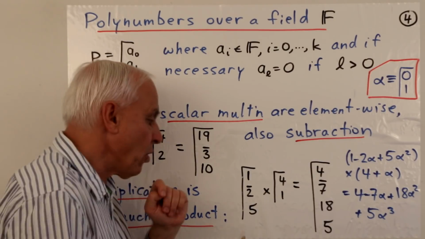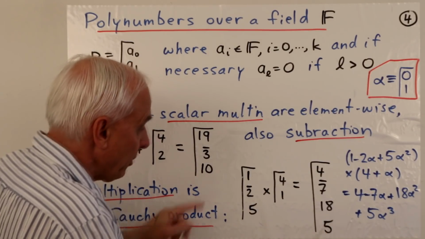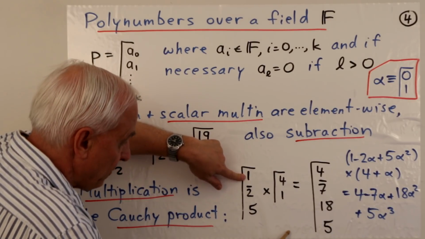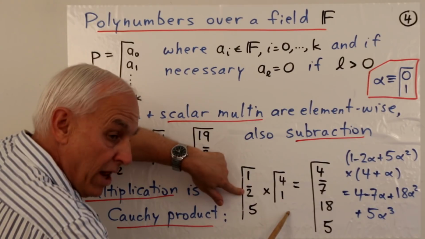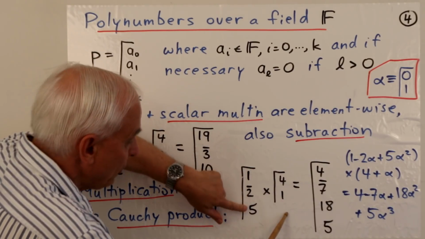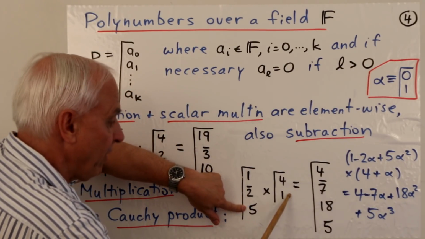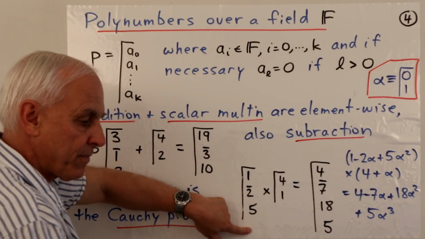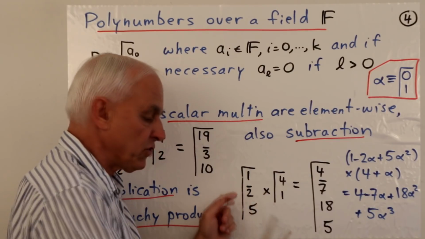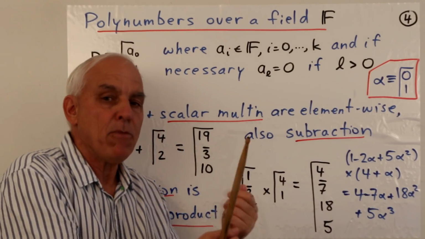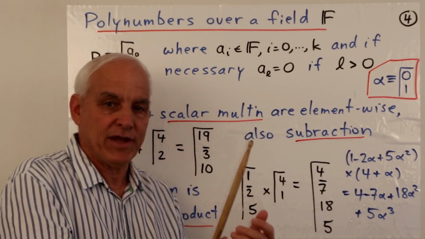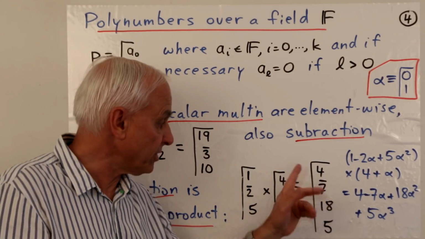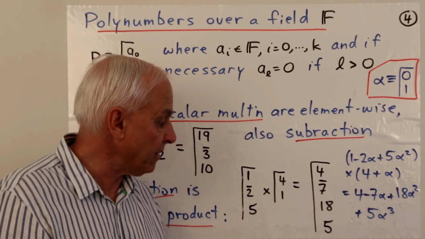But we can keep on going. So the 3 level fellow will be the 0 level times the 3 level. That's 0. The 1 level times the 2 level. The 2 level times the 1 level. That's 5. And the 3 level times the 0 level. So you see we're taking products of terms so that the sum of the levels is the level that we're aiming for over here. So the result is 4, 7 bar, 18, 5.